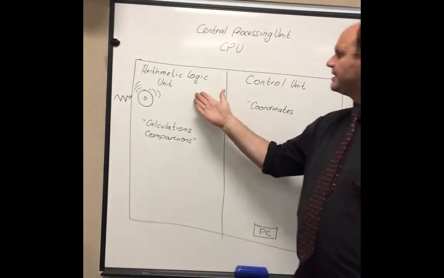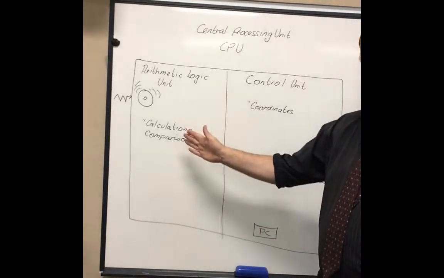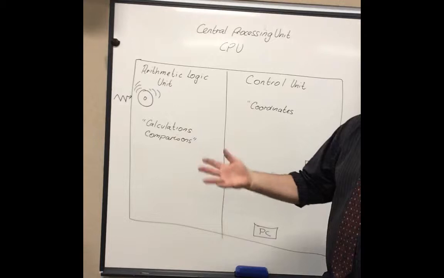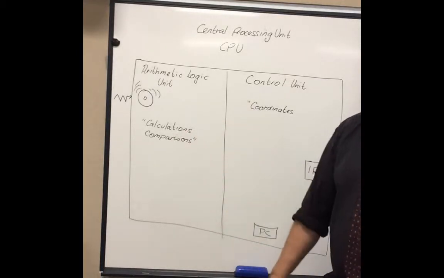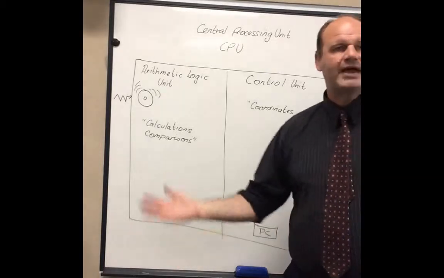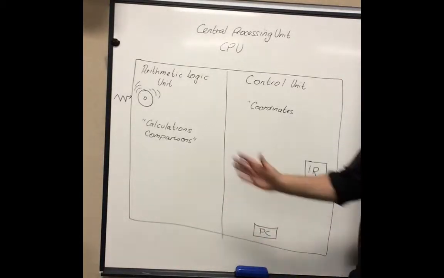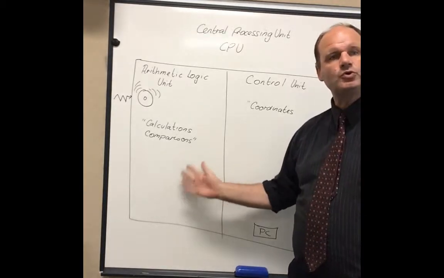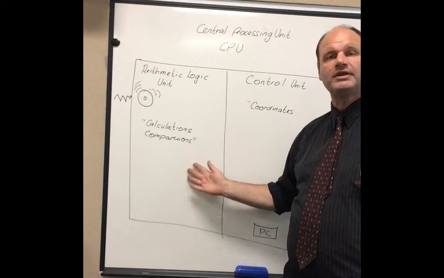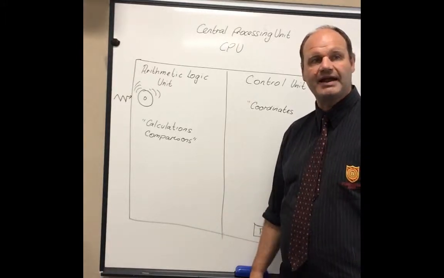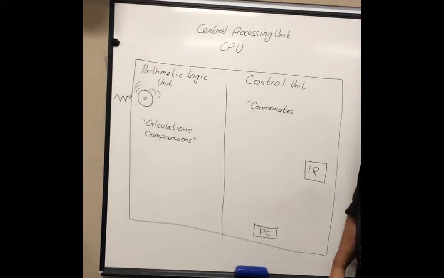Now, the arithmetic logic unit, its job is calculations, so that's multiplying, dividing, adding, subtracting, and comparisons, such as looking at more than, less than, equal to, and so on. Its job is also to control the speed at which the calculations done within the CPU are carried out. It will control the speed of the calculations.